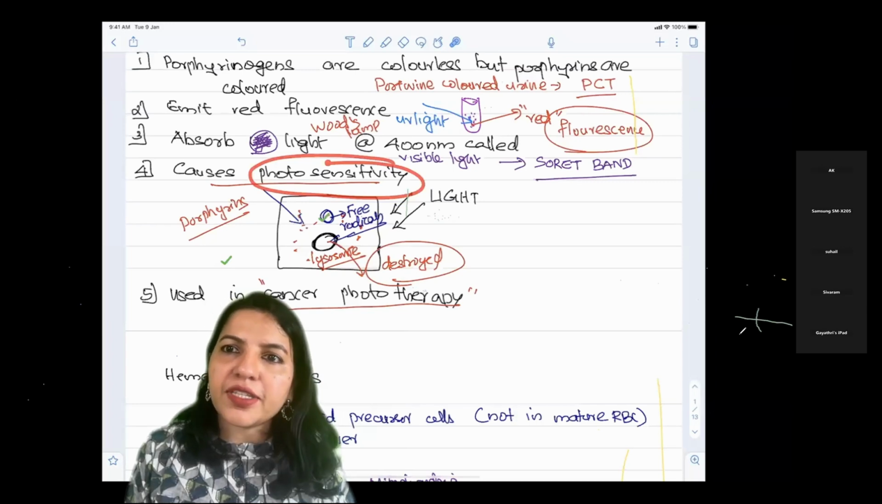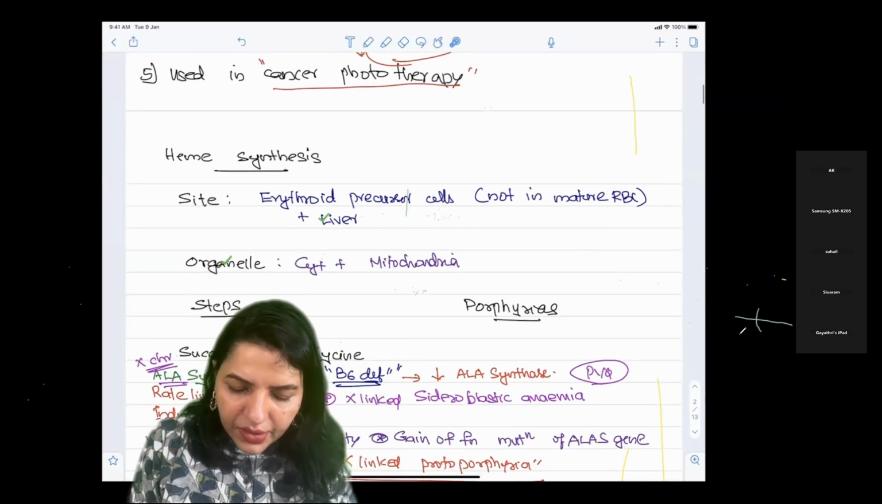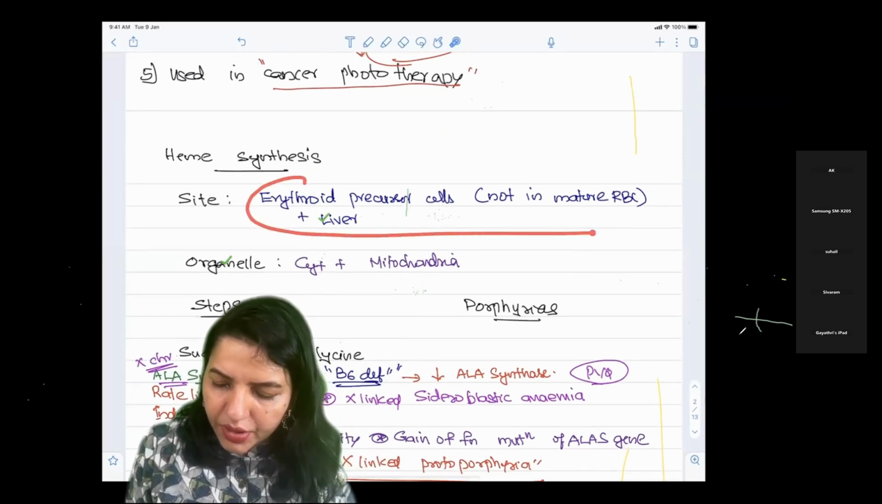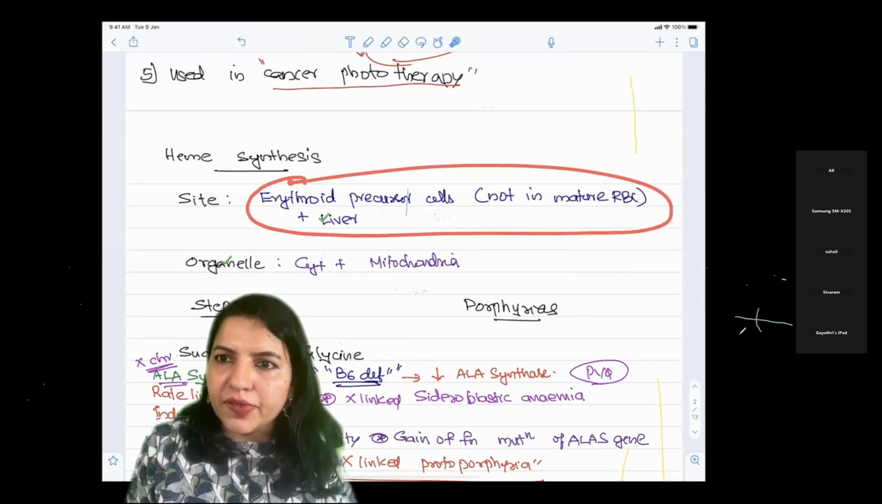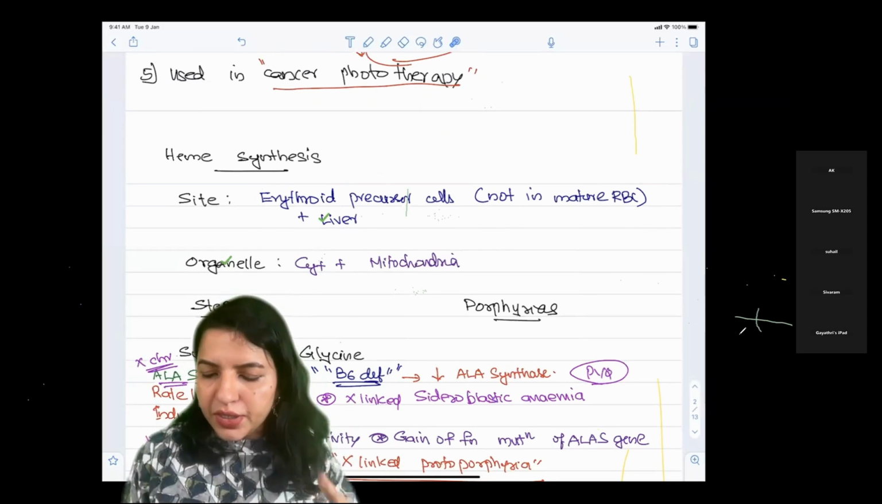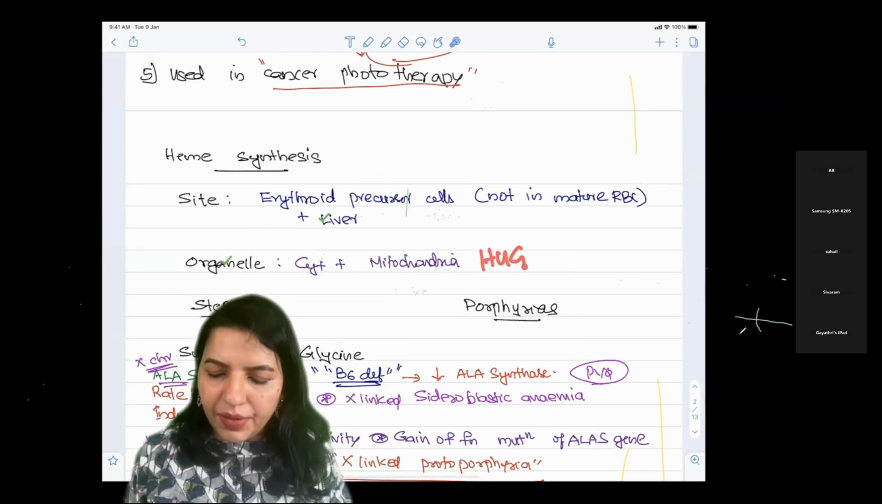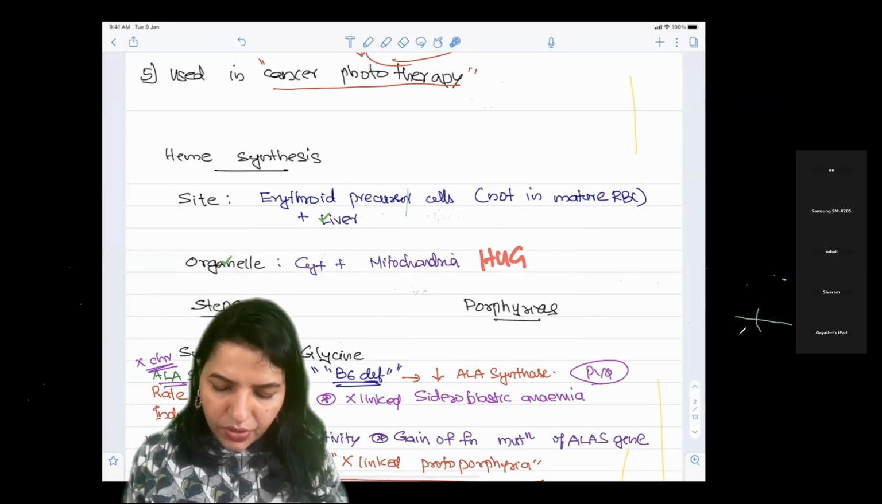Only porphyrins can cause photosensitivity. Then this is very important: not in mature RBCs, but in erythroid precursors and liver. That is the site. Cytoplasm and mitochondria, just remember about our heme. So for heme, what you can remember is cytoplasm plus mitochondria.